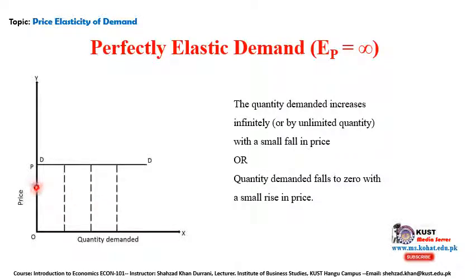Let's say this is P0. If you increase it to, for example, P1, then the quantity demanded falls to 0. Nobody is going to buy that product, right? So we say that this is the perfectly elastic demand, where elasticity of demand is equal to infinity.